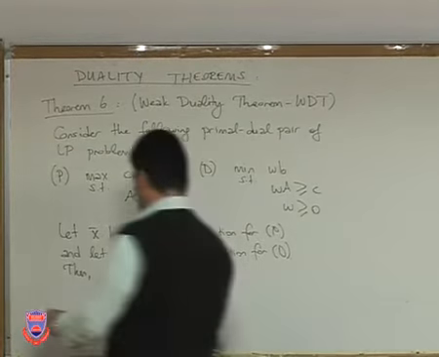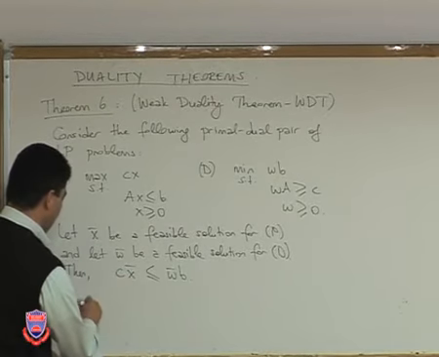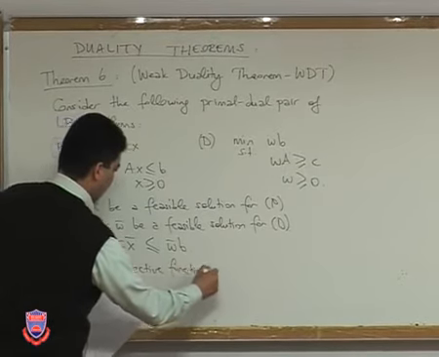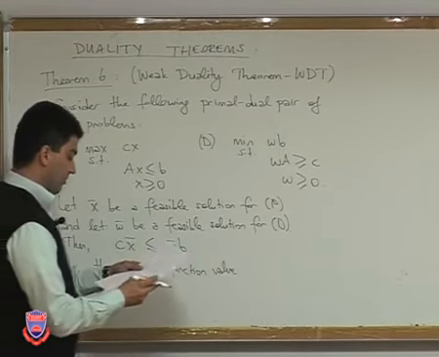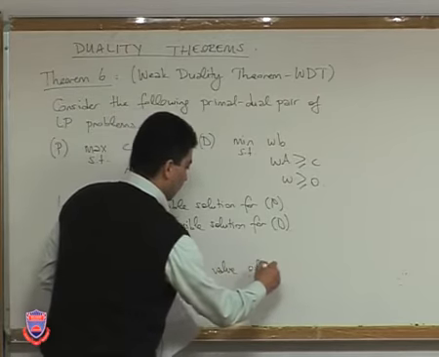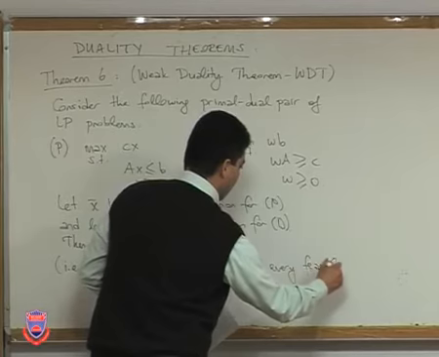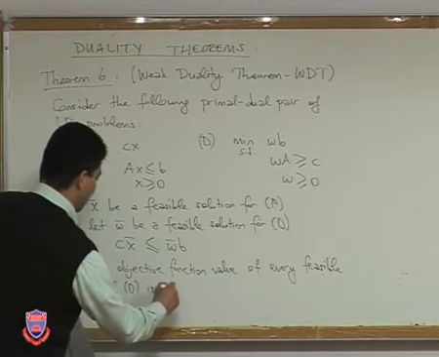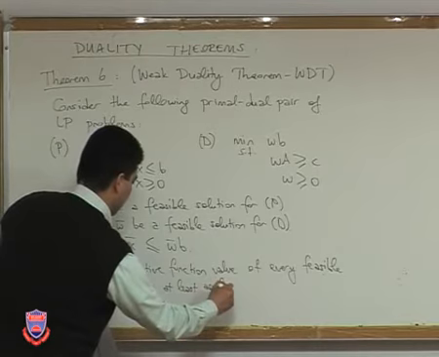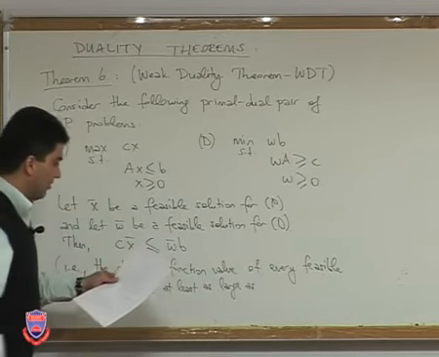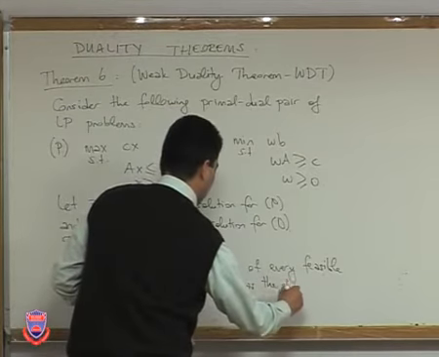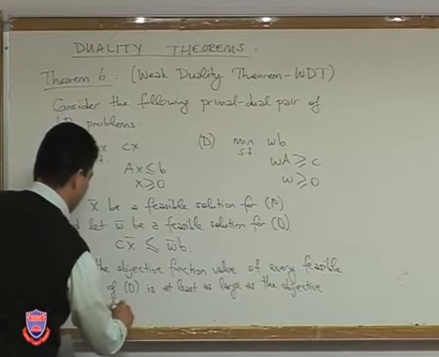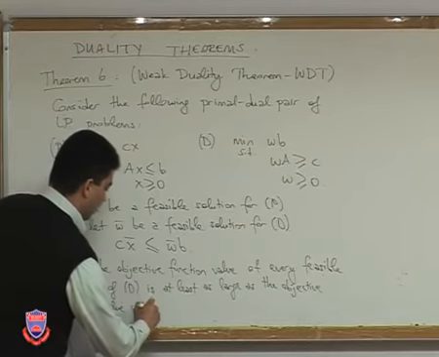So in other words, the objective function value of every feasible solution of D, every feasible solution of the dual problem, is at least as large as the objective function value of every feasible solution of the primal problem.